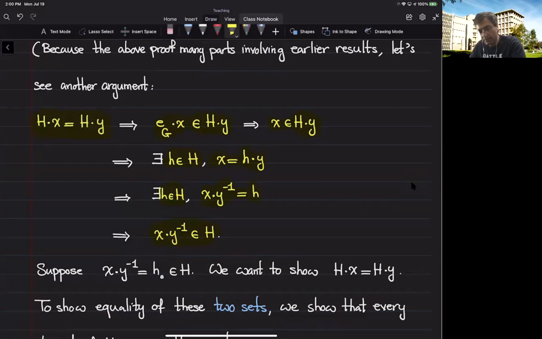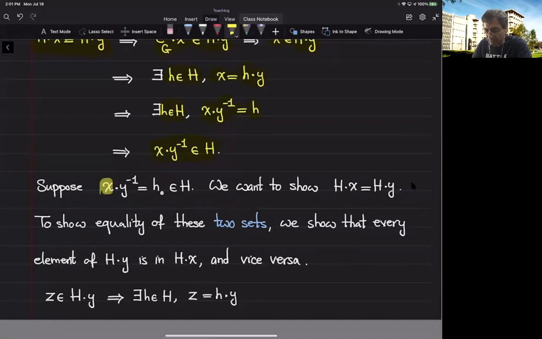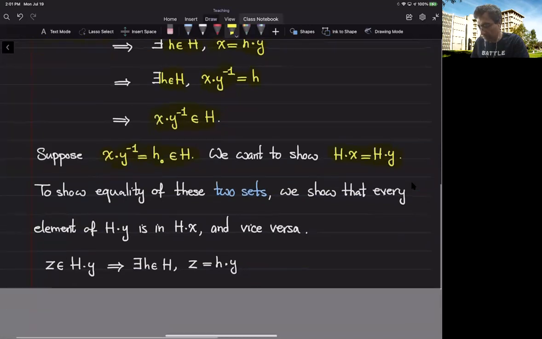Now I want to show the other way around. So I'm going to assume that x times y inverse is inside H, let's call it h naught, and I want to show that these two cosets are equal, and these are two sets. I need to show that something here is inside the other one, and vice versa. So let's start with some element here, and I want to show that it belongs to this one. So suppose z belongs to H dot y, and I want to show that it belongs to H dot x.